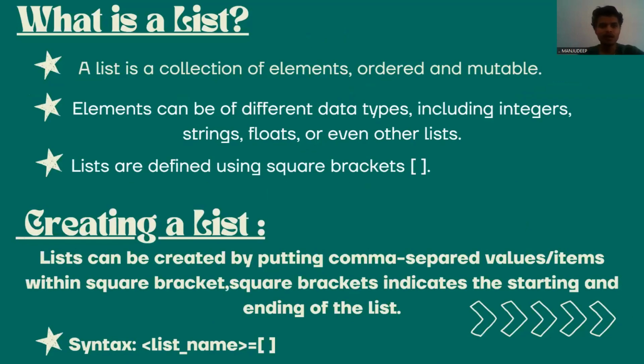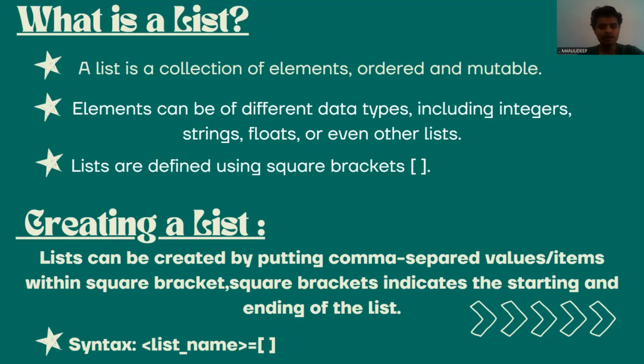So what is a list? A list is a collection of elements, ordered and mutable. Elements can be of different data types, including integers, strings, floats, or even other lists. Lists are defined using square brackets as shown here.